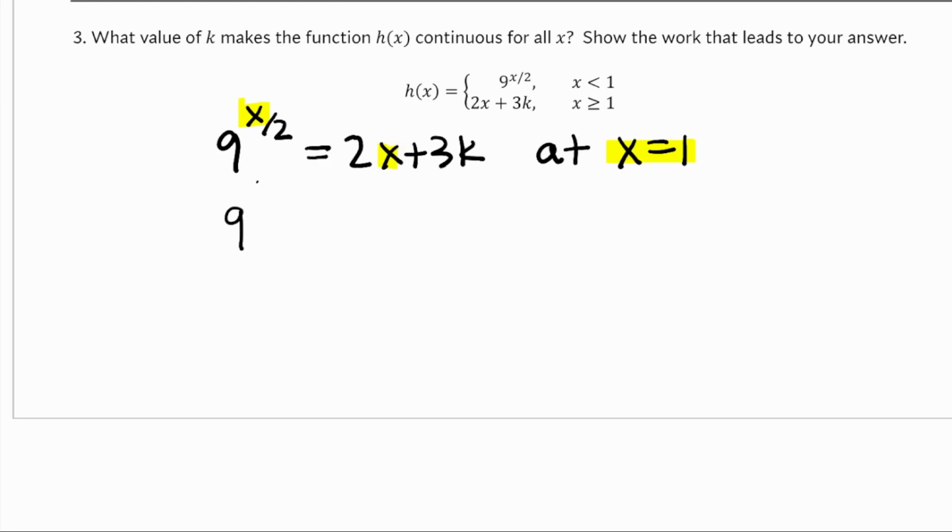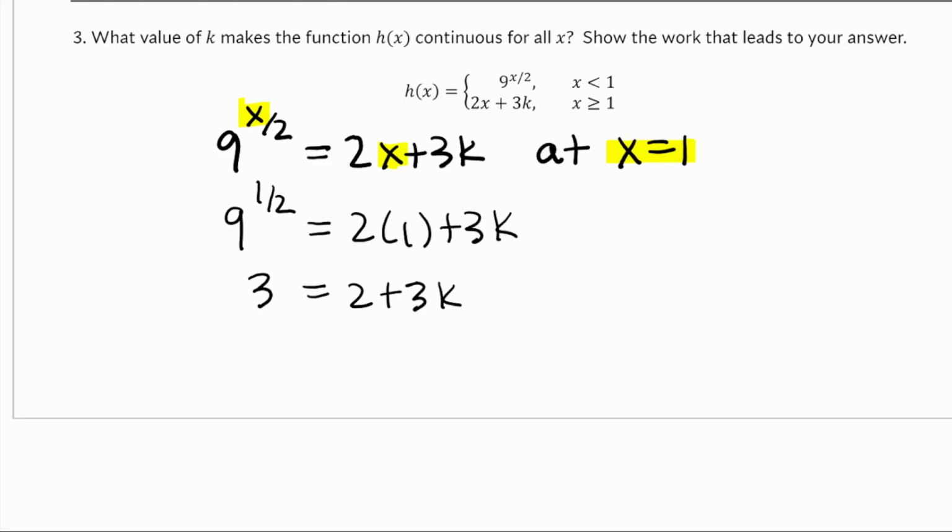And then I'm going to say, all right, 9 to the 1/2 power is equal to 2 times 1 plus 3k. So 9 to the 1/2, the square root of 9 is 3, equals 2 plus 3k. Subtract the 2, divide by 3, and get k is 1/3.